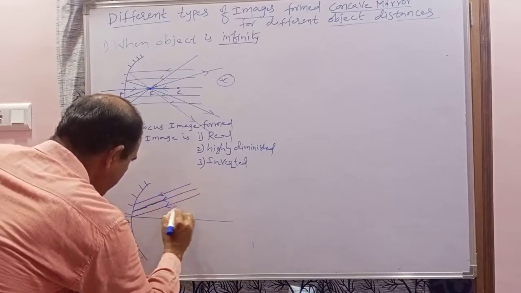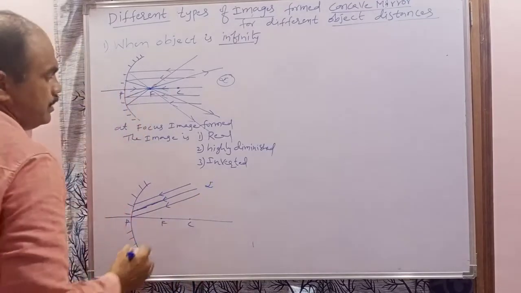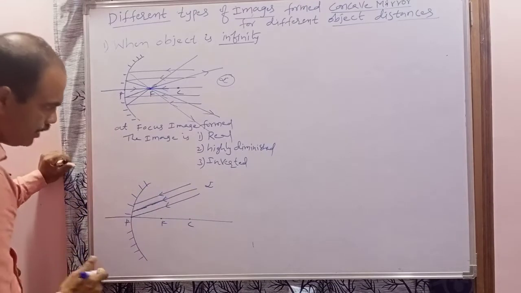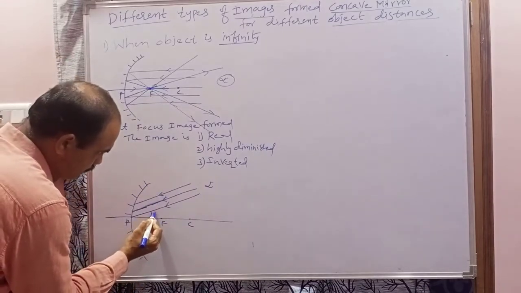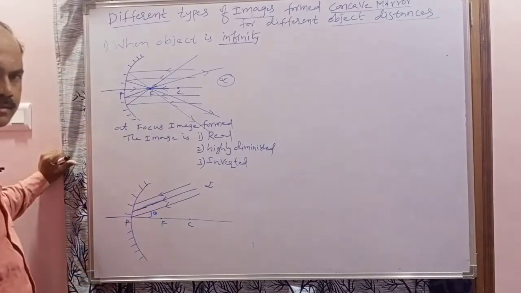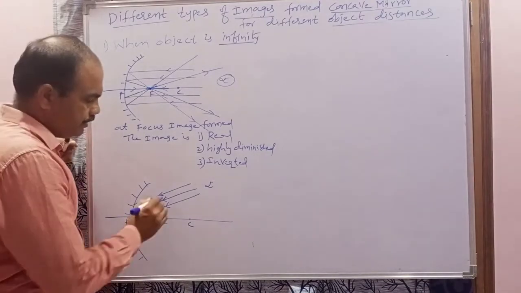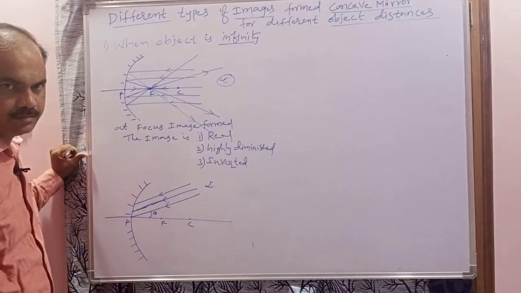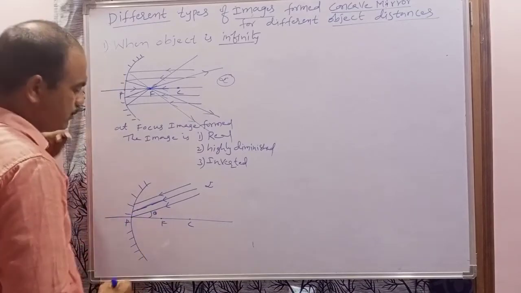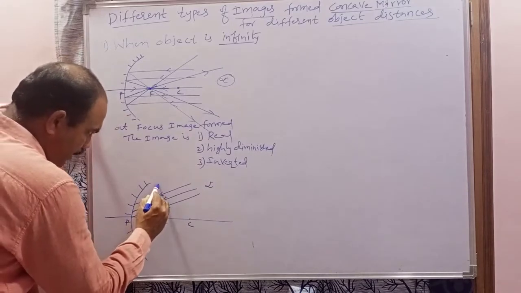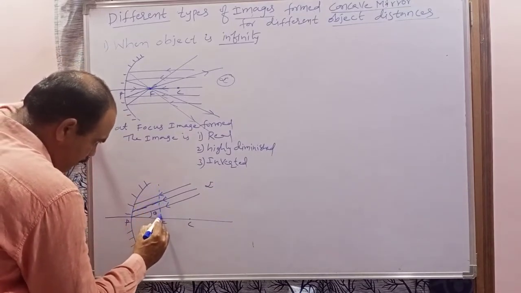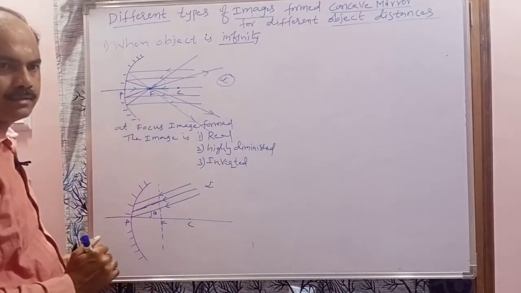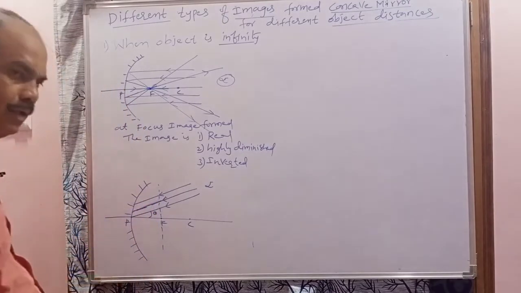Now these are the rays coming from the object which is at infinity. This is a parallel beam of light. It will make some angle with the principal axis. With the same angle they are incident, with the same angle they are reflected. So the image is formed in the focal plane. The focal plane is a plane which passes through the focus and is perpendicular to the principal axis.